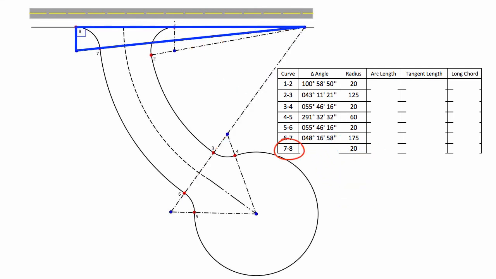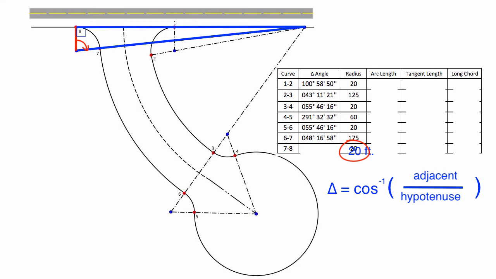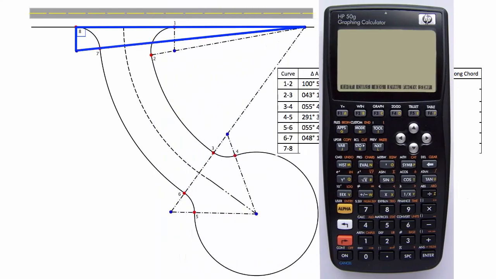The final delta angle is calculated using the same right triangle. The angle at the center of curve 7 to 8 is calculated using the cosine function. The cosine of the angle is equal to the length of the adjacent side divided by the hypotenuse length. The angle, in this case the delta angle, is the arc cosine of the radius for curve 7 to 8, in other words 20 feet, divided by the radius for curve 6 to 7, which is 175 feet, plus the radius of curve 7 to 8, 20 feet, for a total of 195 feet. The answer is placed in the table.